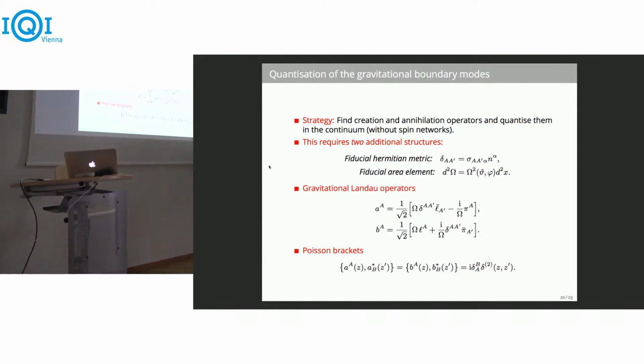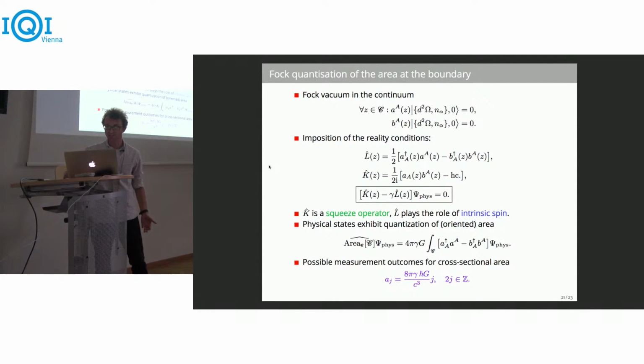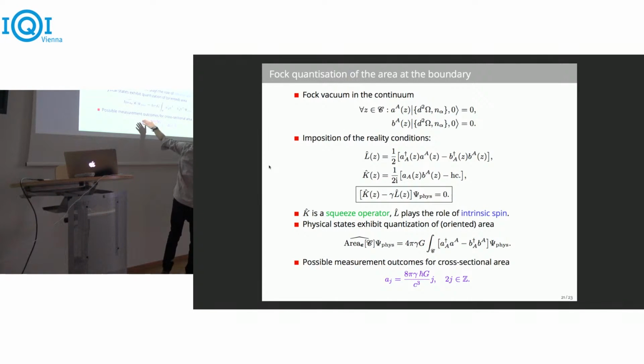and the area of your two-dimensional cross sections can then be expressed on physical states simply as a difference of two number operators, which then have a discrete spectrum. Notice that this is not necessarily positive definite. That is because the notion of area that I'm using here is an oriented area element, so it can be either positive or negative depending on whether this is an expanding or a contracting null hypersurface.